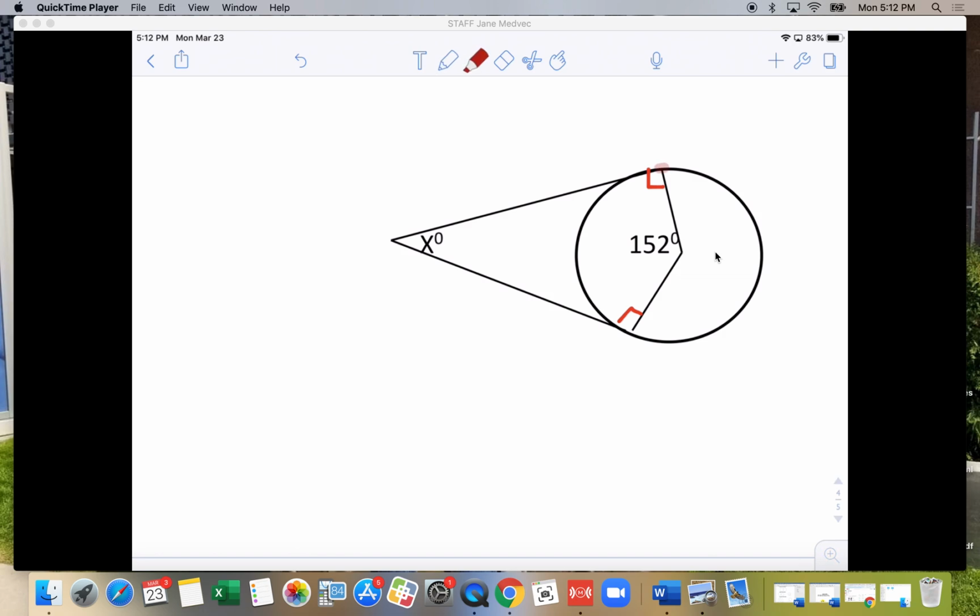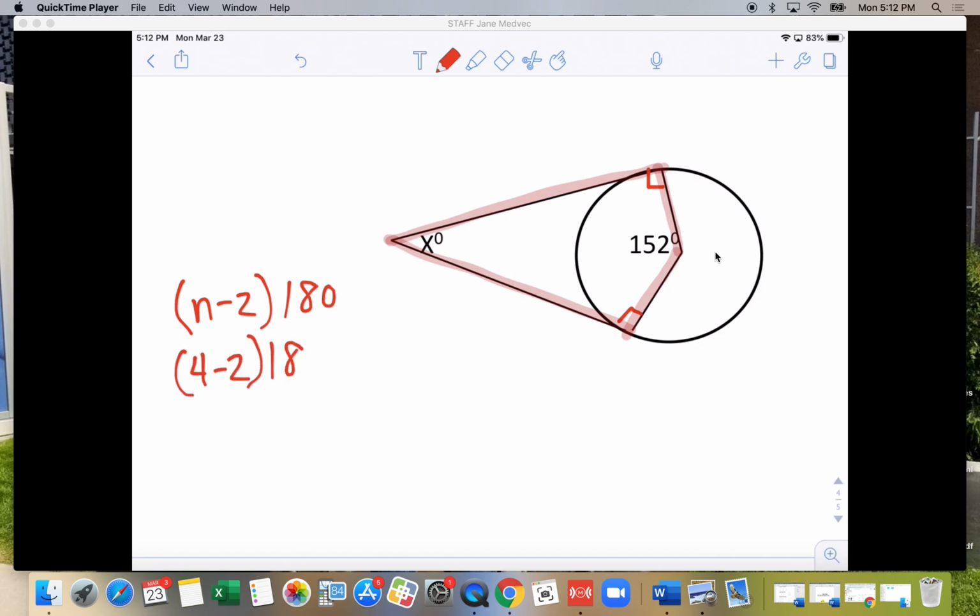Also notice that this shape right here has 1 side, 2 sides, 3 sides, 4 sides. There's a 4-sided shape. And so if you remember, we use the formula n minus 2 times 180. There's 4 sides, so 4 minus 2 is 2, times 180 gives me 360 degrees. So there's 360 degrees in a quadrilateral.